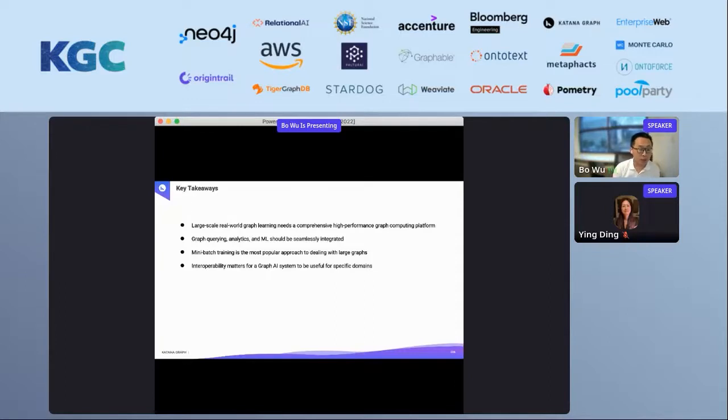End-to-end minibatch training is the most popular approach to dealing with large-scale graph machine learning. Every stage should be optimized for optimal performance because the customers care about the latency for both training and inference. Moreover, interoperability really matters for a graph AI system to be easily used for specific domains, because data scientists in these domains would like to use their familiar tools, and these tools should be integrated into the platform.